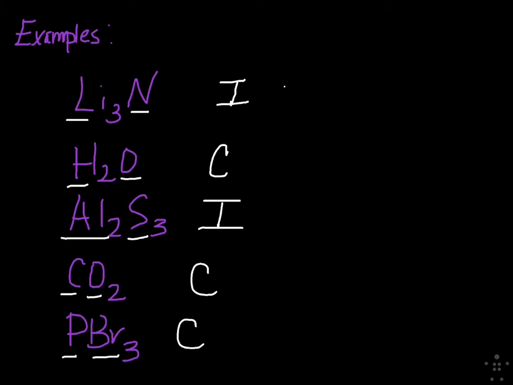So that is lithium nitride. That is dinitrogen monoxide. That is aluminum sulfide. That is carbon dioxide. That is phosphorus tribromide. So, identifying whether they're ionic or covalent is very important in naming them, and we will start to mix examples, so you'll need to be able to do this.